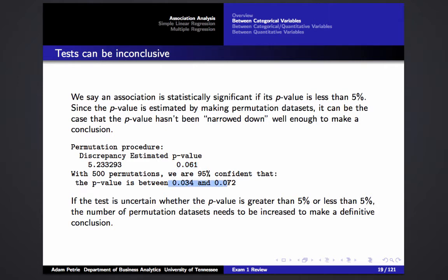And so we look at the 95% confidence interval for the p-value, and we check to see where 5% is. If the range of p-values are all less than 5%, then we say it's statistically significant. If the range of p-values is all greater than 5%, we say it's not statistically significant. If we run into a case like this where 5% is right in the middle, we're not sure if the p-value is less than or bigger than 5% because there are possibilities on both sides. So we say the test is inconclusive and we need to up the number of permutation data sets to better nail down what that p-value is.